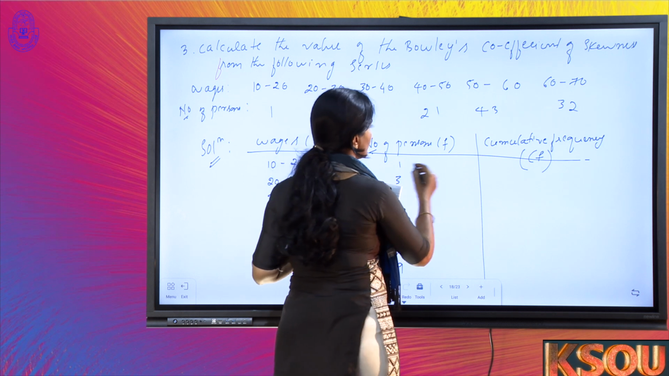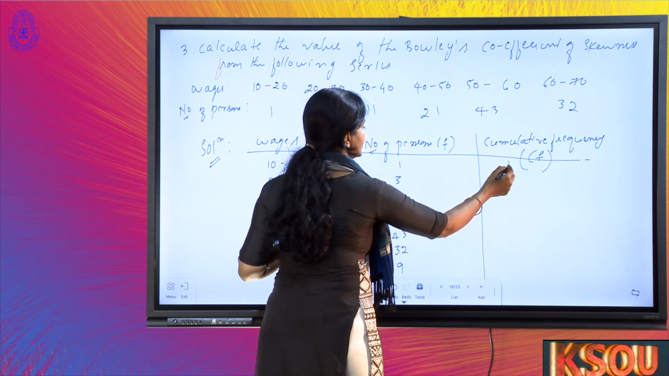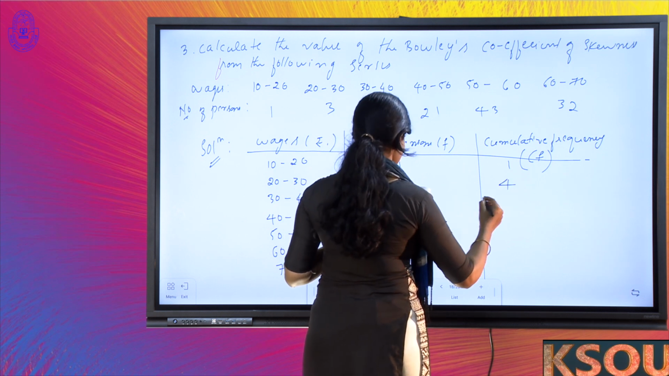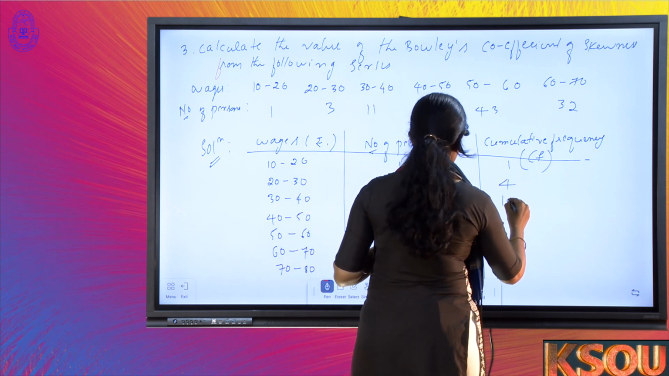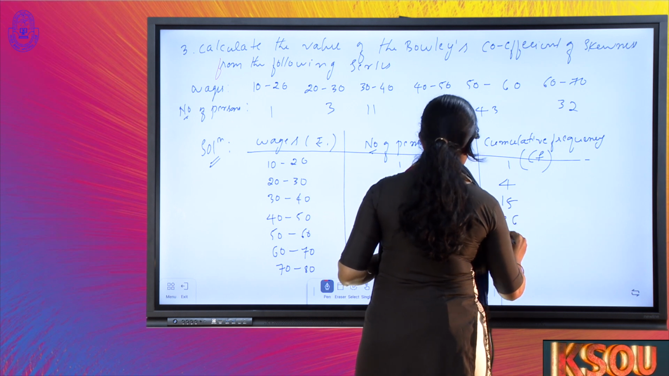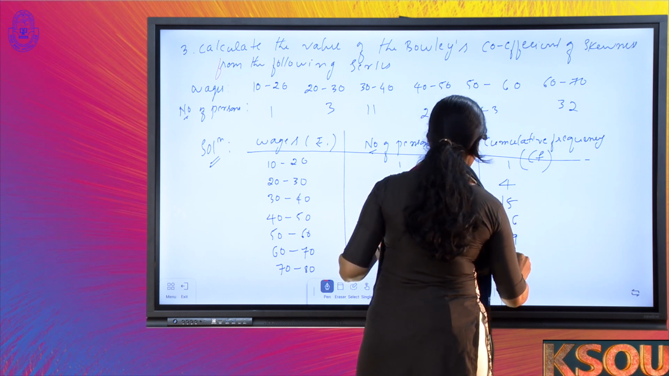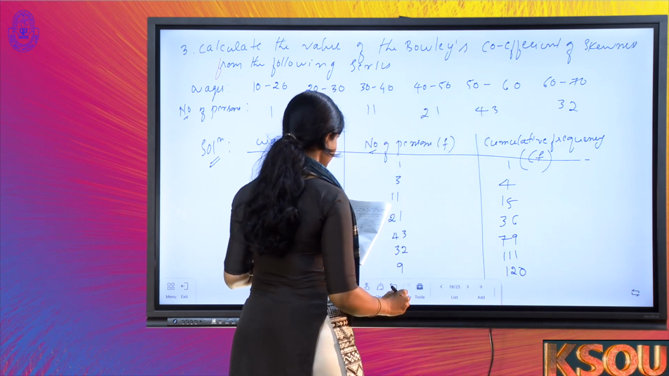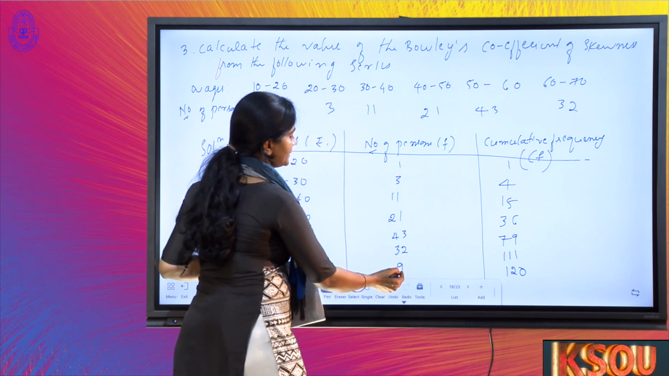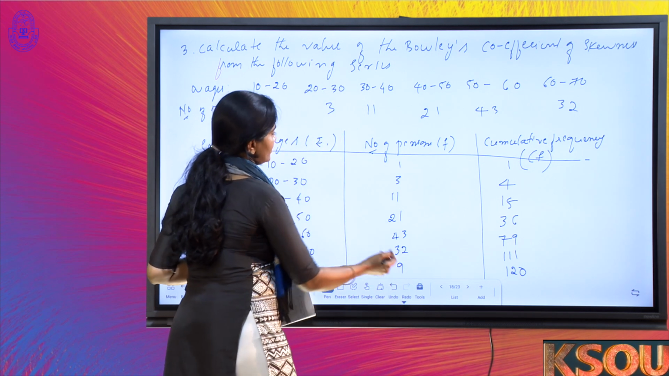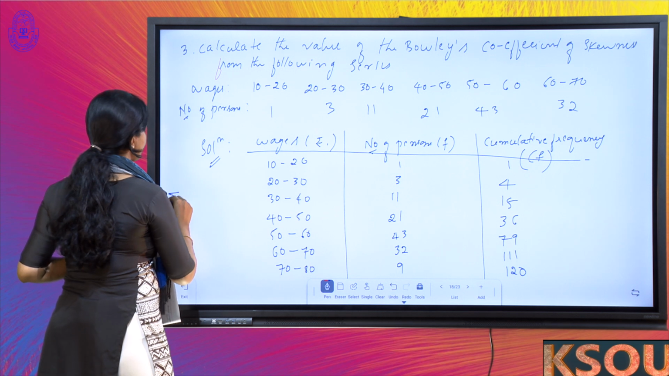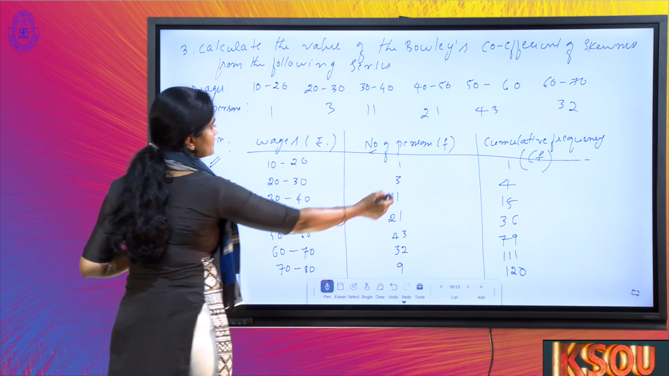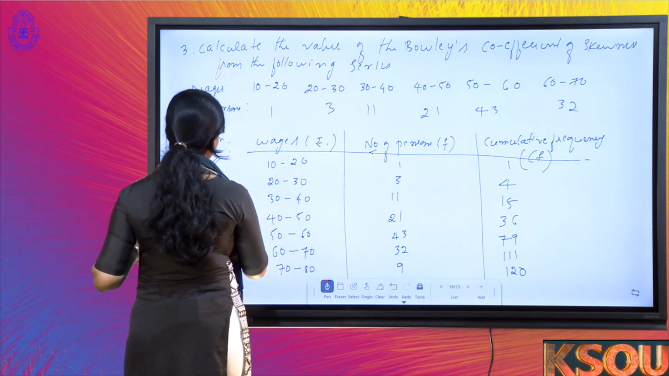So, for the first one you can take only 1, then 1 plus 3 is 4, then 4 plus 11 is 15, like that you will have to take here. So, 36, 79, 111, 120. Okay. Then here you will have to take capital N, that is summation of f, total of this column, which is 120.